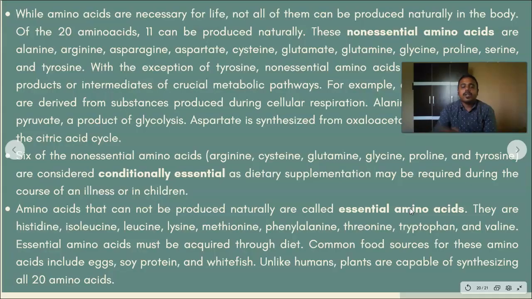essential amino acids. Okay, so what are essential amino acids? These are amino acids that cannot be produced naturally. They are histidine, isoleucine, leucine, lysine, methionine, phenylalanine, threonine, tryptophan and valine. These essential amino acids must be acquired through diet. So the basic idea is these 9 amino acids are not produced in our body in a natural way. So we need to take them from an outside food source or from amino acid supplements. Common food sources for these amino acids include eggs, soy protein and white fish.